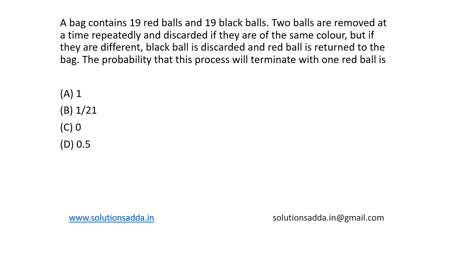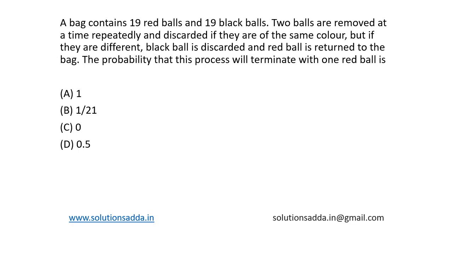This is a question from probability. A bag contains 19 red balls and 19 black balls. Two balls are removed at a time repeatedly and discarded if they are of the same color. But if they are different, the black ball is discarded and the red ball is returned to the bag. The probability that this process will terminate with one red ball is, and four options are given. Let's consider the different cases.